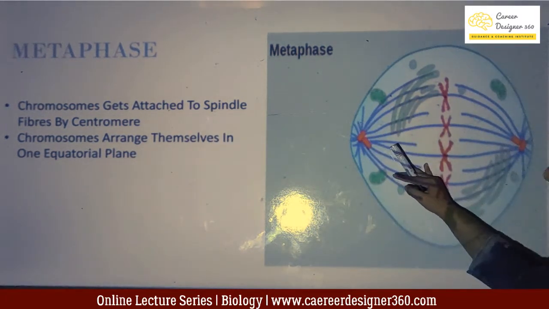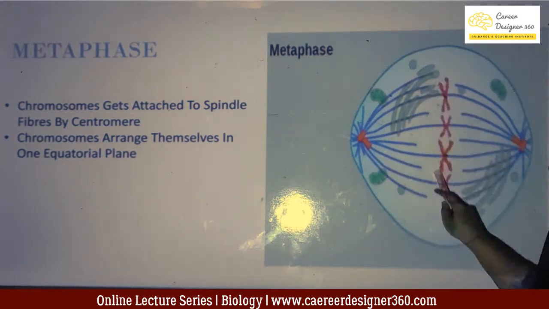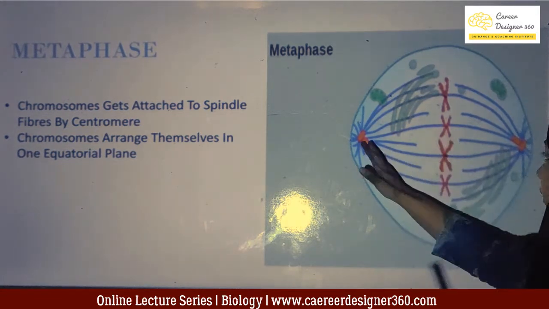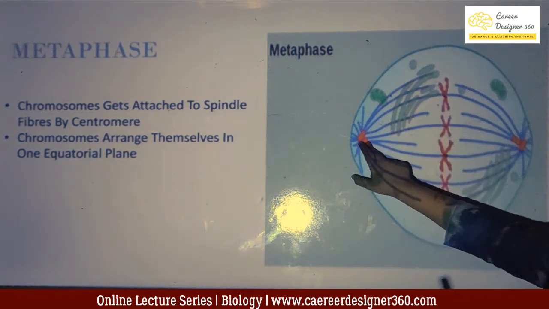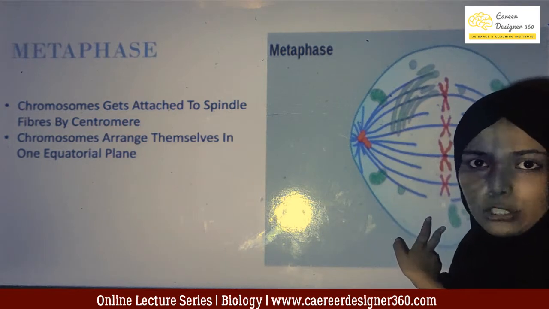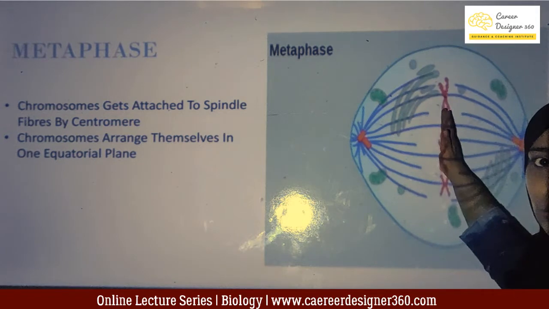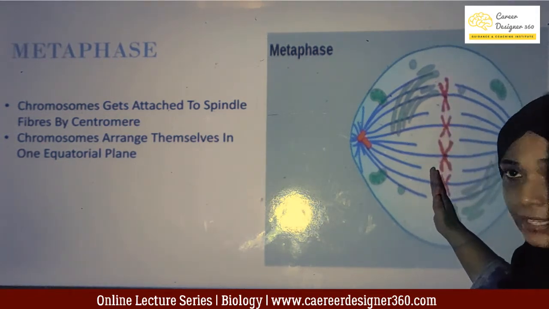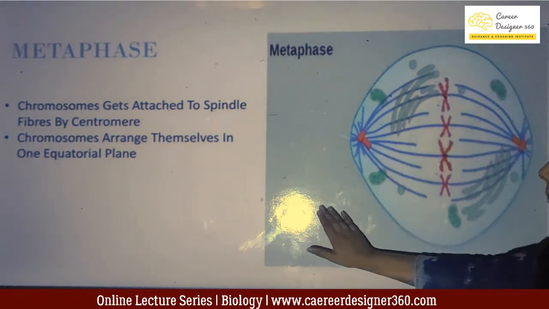So here we see that in metaphase the chromosomes are attached to spindle fibers and they all align in one plane, the equatorial plane. We had seen that these two were the poles. If we tilt it like this, these two are the poles, and in the middle we have the equator, same as the equator of a globe, right? So this is the equator. All the chromosomes align in the middle equatorial plane. These are the two main events that happen in metaphase.